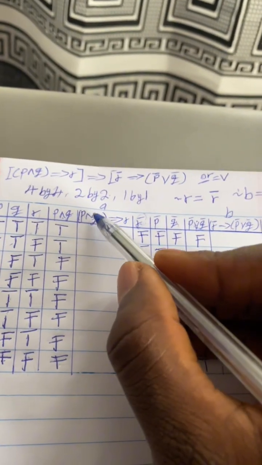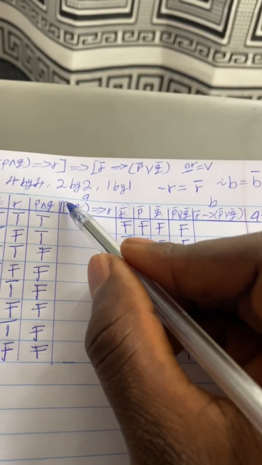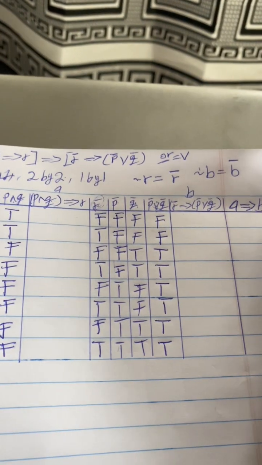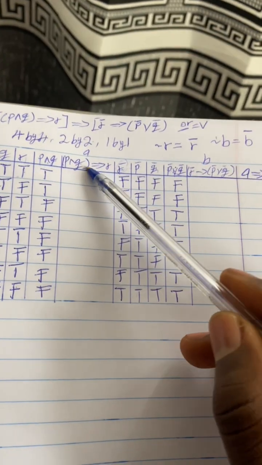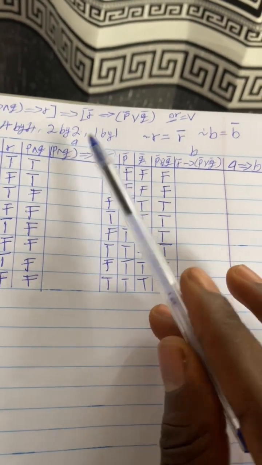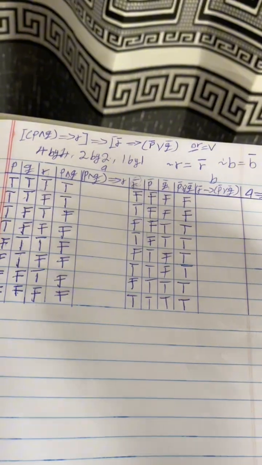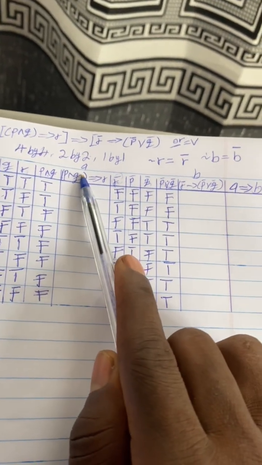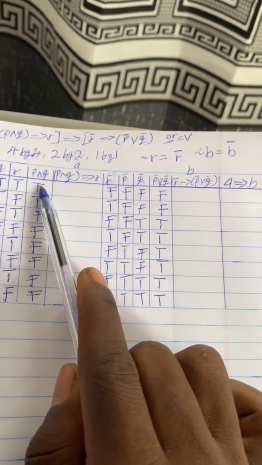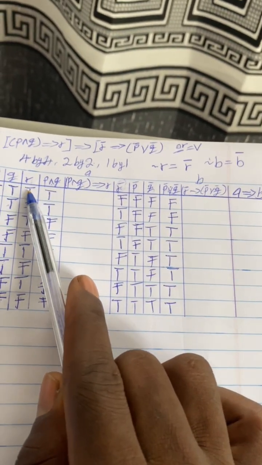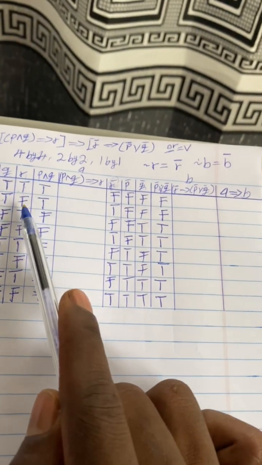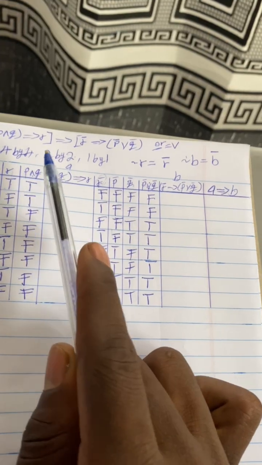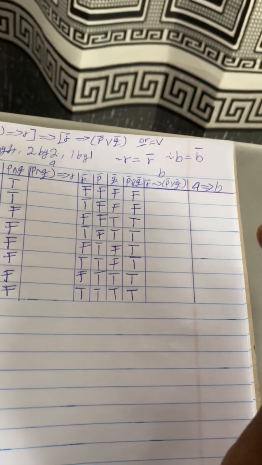This means P and Q implies R. Even if both of these have the same answer, either true or false: if this part is true and R is true, put in true. If R is false and at the same time this is false, you put in true.